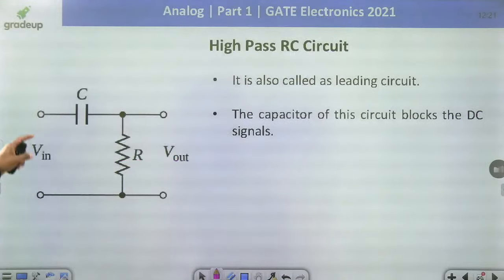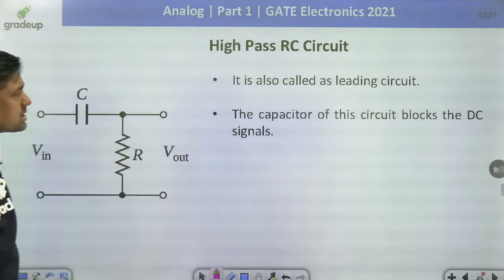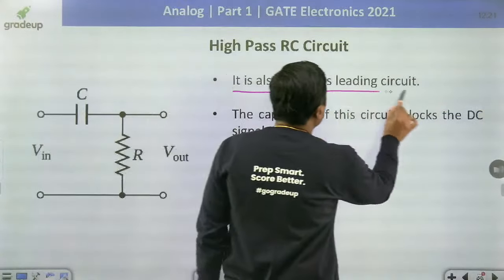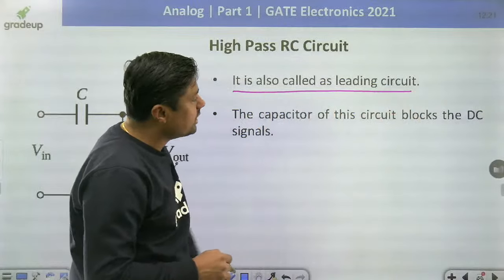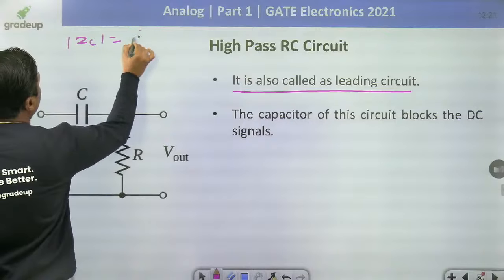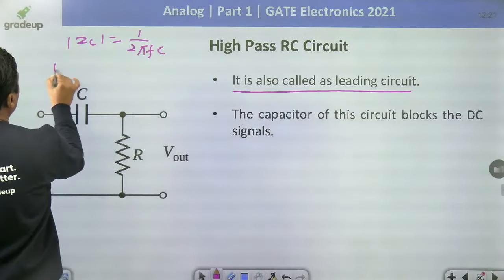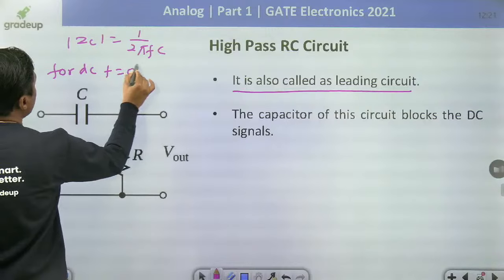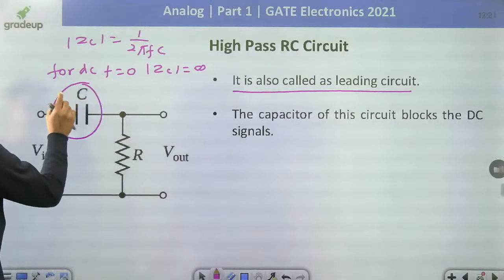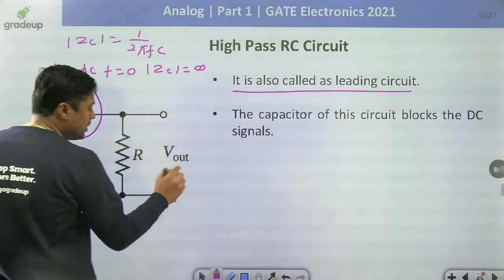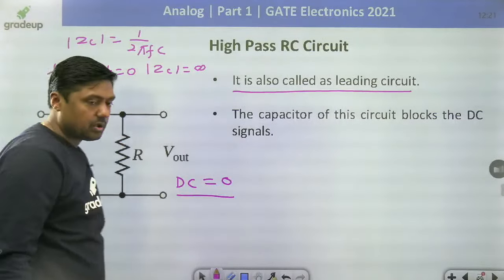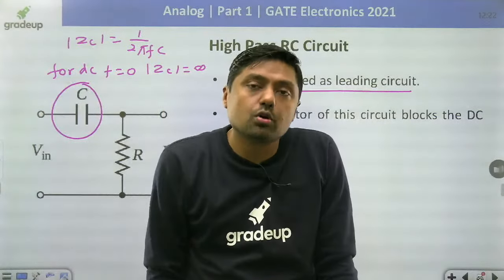And then when we are passing it through the high pass RC circuit, always remember, I am giving you the high pass idea about the high pass RC circuit. It is a leading circuit because the phase shift is positive. The capacitor of this circuit blocks the DC signal, because the impedance of the capacitor is equal to 1 by 2 pi FC. For DC, F is equal to 0, then ZC is equal to infinite. It will block the DC signal, and that's why always remember the DC at the output is always 0, because the DC is blocked by C. And therefore the average value of the output is always 0.